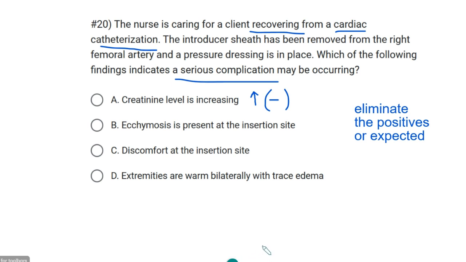Option B, ecchymosis is present at the insertion site. You want to know general medical terminology. Ecchymosis refers to bruising. It's a bruise. It doesn't tell me how bad the bruise is. We would monitor for bruising because that could indicate bleeding. But would I expect there to be some bruising at the insertion site? Absolutely. If someone put a large catheter into an artery, it's going to bleed and clotting is going to happen, and there may be some bruising. So it doesn't really give me any significant words to alert me that this bruising is that significant.